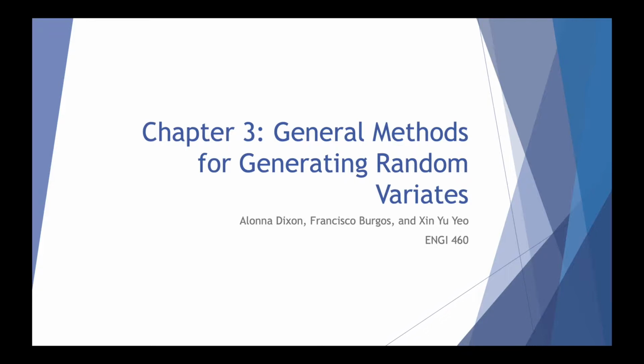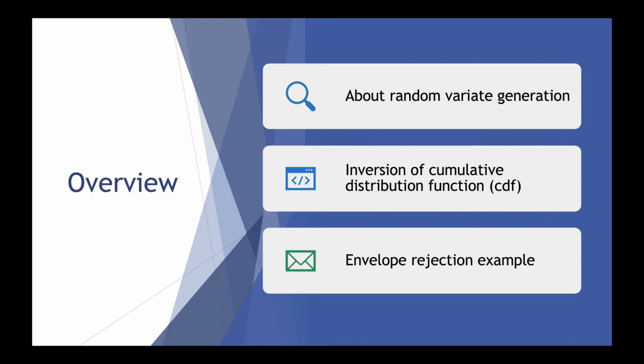Generating random variates. For the overview, we'll talk about random variate generation, and then we'll go to inversion of the cumulative distribution function, also known as the CDF, and then we'll talk about the envelope rejection example that we'll show you later on in the slides.